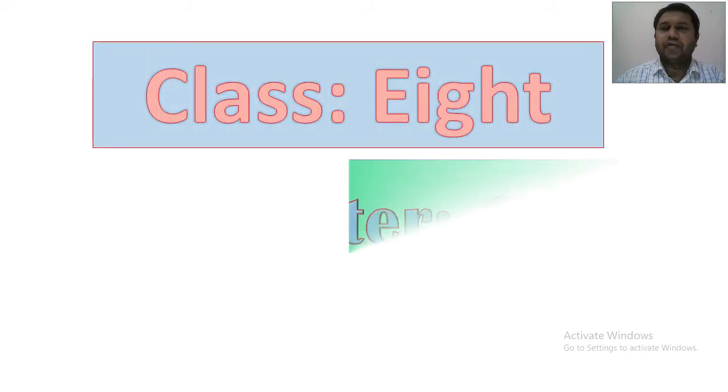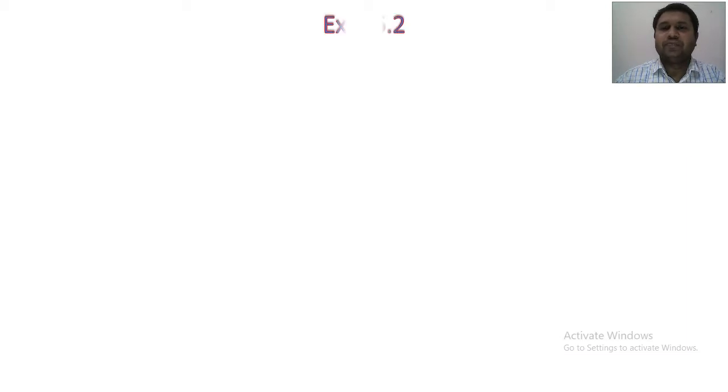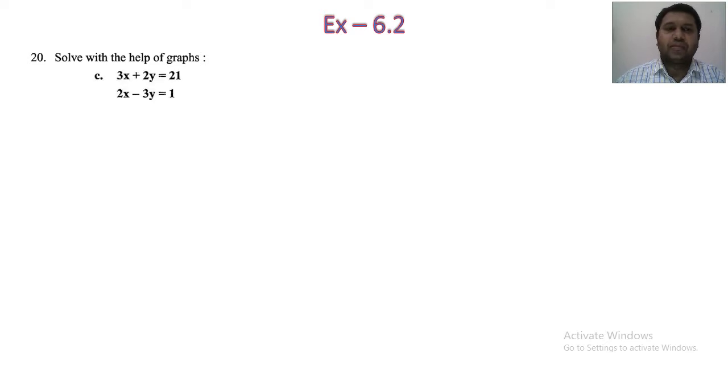Today we are going to solve a math problem of chapter 6, simple simultaneous equations. Exercise number 6.2, question number 20, solve with the help of graphs. Question number C, you can see the two equations are here: 3x plus 2y equal to 21, 2x minus 3y equal to 1.